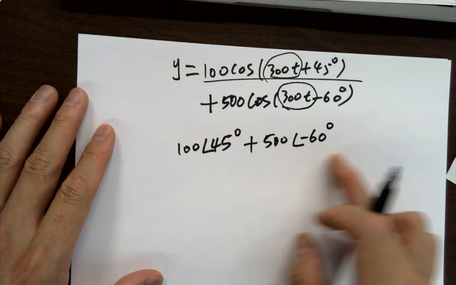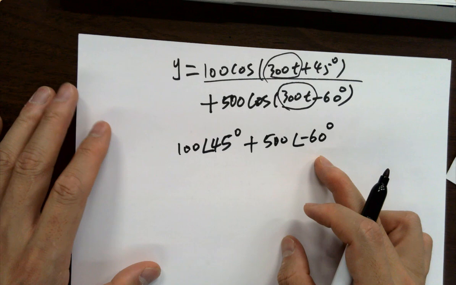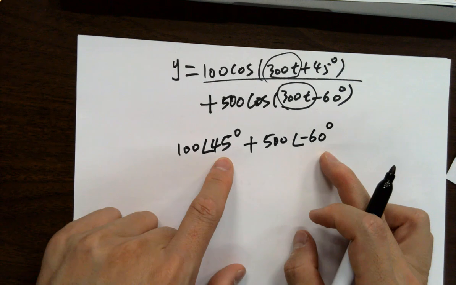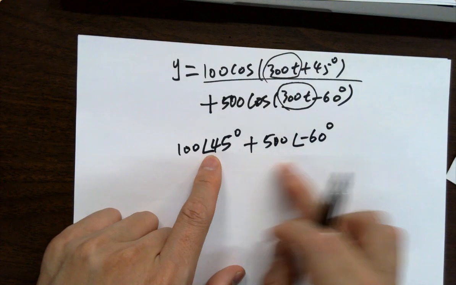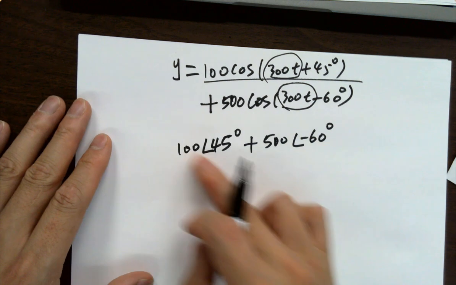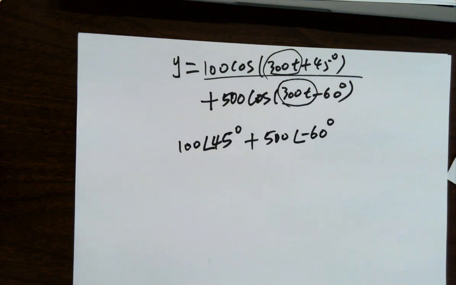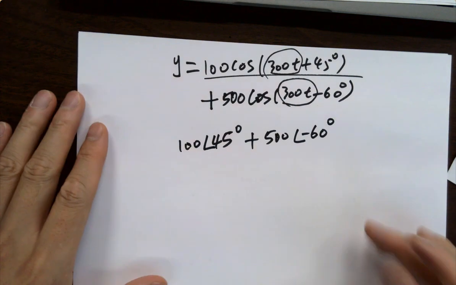But how can I combine them? You can't. There's no way that I can add the angles. It's not like 45 plus 60. It's not working that way. So I have to convert it to what? The rectangular form. It has a real number and an imaginary number, so you can add them together. The real part, the imaginary part, and eventually convert it back. Make sense? Okay, let's do it.